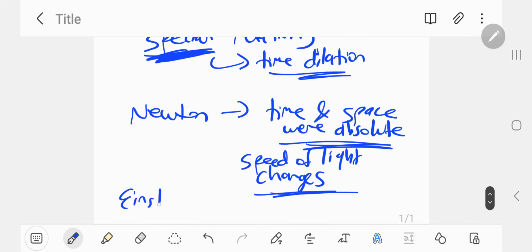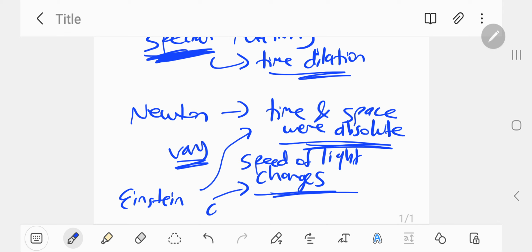Einstein came along and said no. He said the exact opposite. Time and space can vary. They can change. And the speed of light is constant.